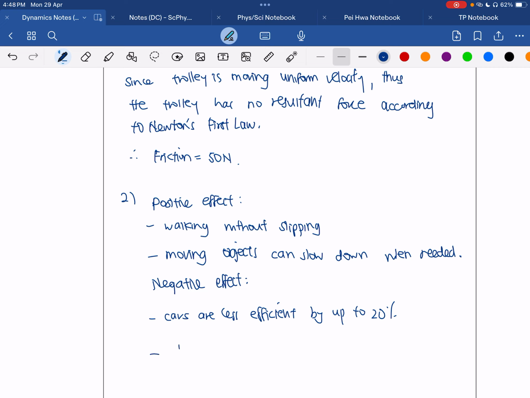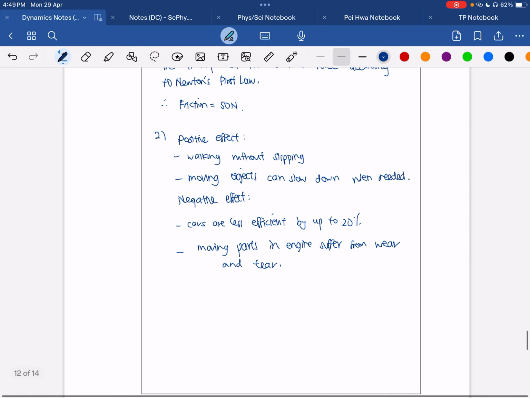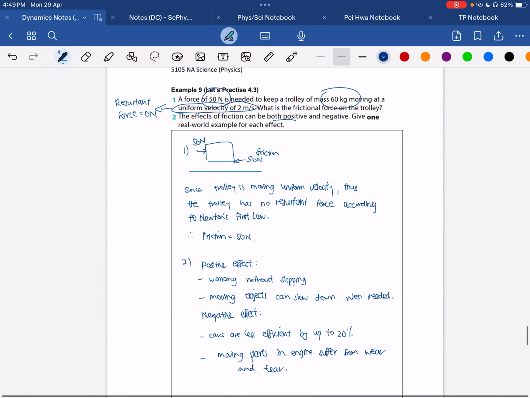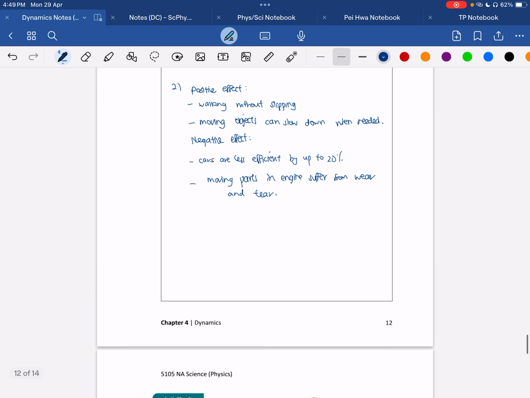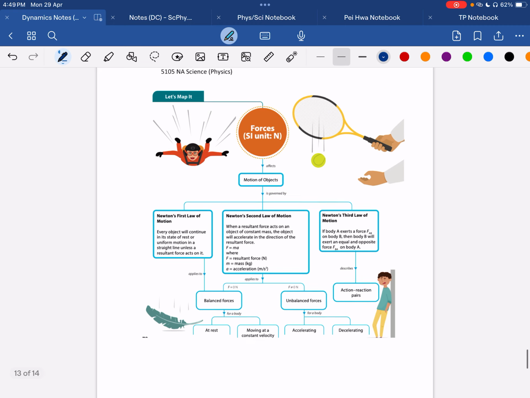Second, okay, moving parts suffer from wear and tear. So wear and tear is actually a keyword. Alright, so these are the two answers, two questions. One way they can test you. Okay, and that is all.